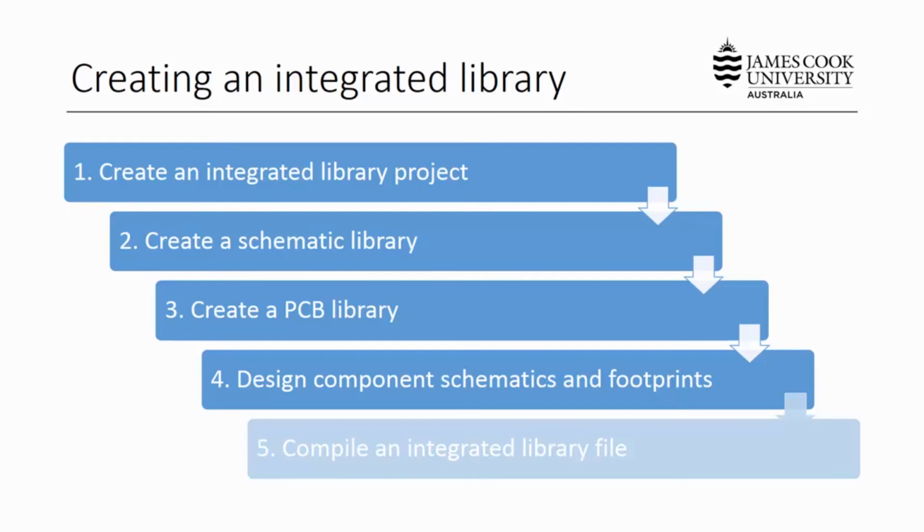The fourth step in creating an integrated library is to actually design your component schematics and footprints using the schematic editor and the PCB editor. So what we're going to be showing you later is specifically how to create three types of components: a through-hole component, a surface mount component, followed by an image component where you can actually drag in a graphic and customize it and print it on your board.